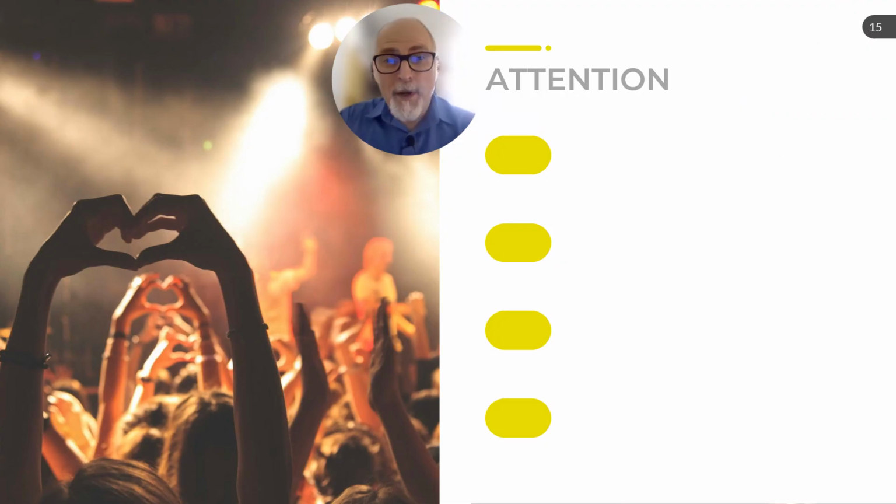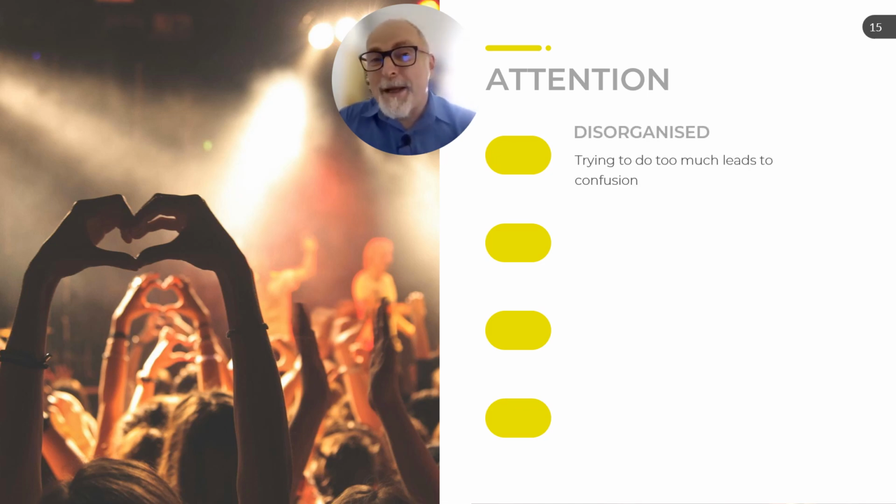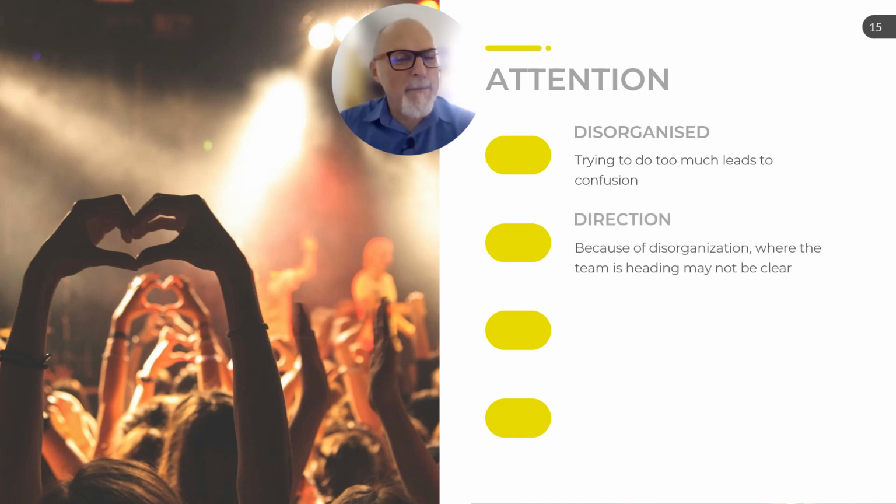Again, we may run into a few problems with people with a high I factor. It's perfectly normal. Tendency to be a little bit disorganized because they maybe try to do too much at once, and this creates a bit of confusion. As well, direction may not always be clear because they find it difficult to prioritize. Everything's important to them. They've got a lot of people involved, a lot of people are invested in their ideas, but what's going to take priority?